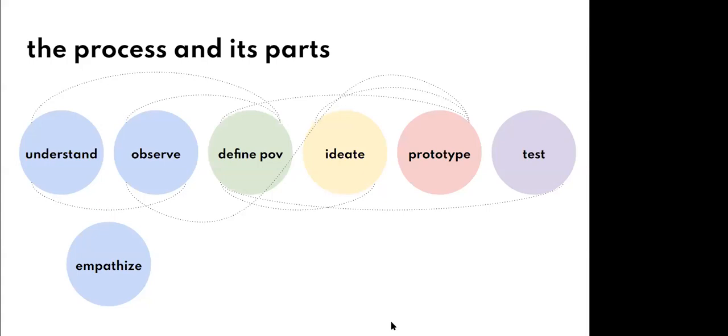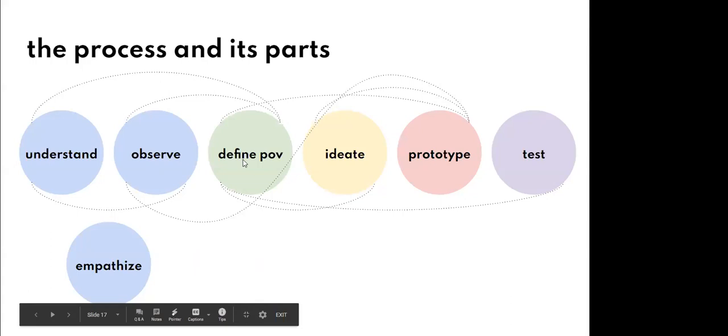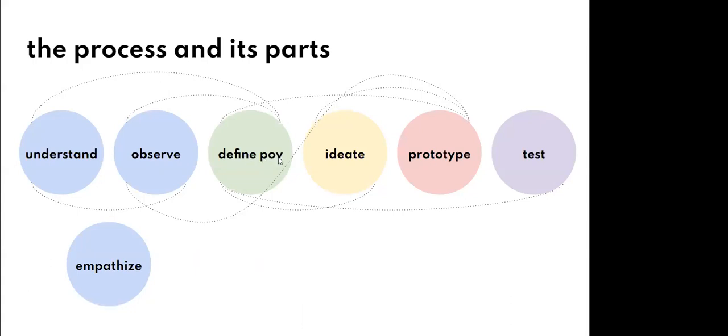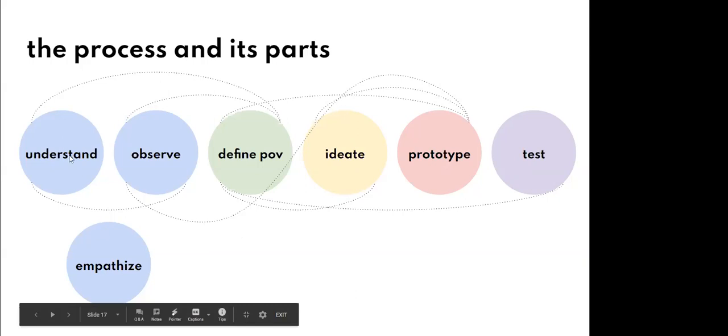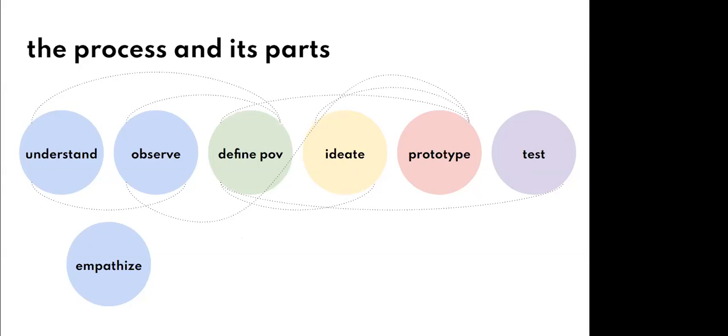The blue, which is the empathize, can be broken up into understand and observe. We have defining the point of view, which is the next stage, stage 2. Stage 3, ideate. Stage 4, prototyping. And then stage 5, testing. Now, these are the 5 stages. Remember, empathize has sub stages, understanding and observing. These are the 5 stages as represented by these colors.